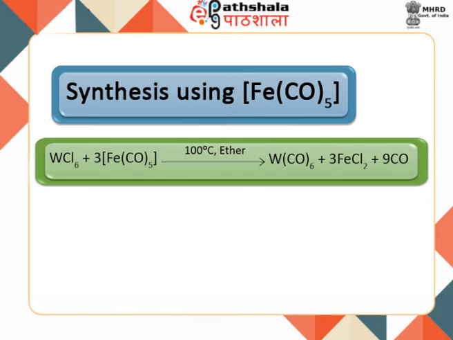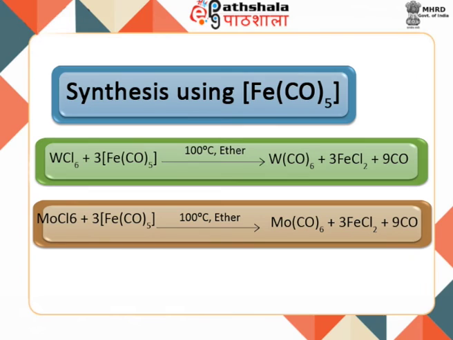Metal carbonyl complexes can also be synthesized by using pentacarbonyl ion, in which carbonyl groups of pentacarbonyl ion are loosely bound and hence labile. They can be easily replaced by chloride ions on treatment with molybdenum hexachloride or tungsten hexachloride, leading to the formation of hexacarbonyl molybdenum and hexacarbonyl tungsten respectively.